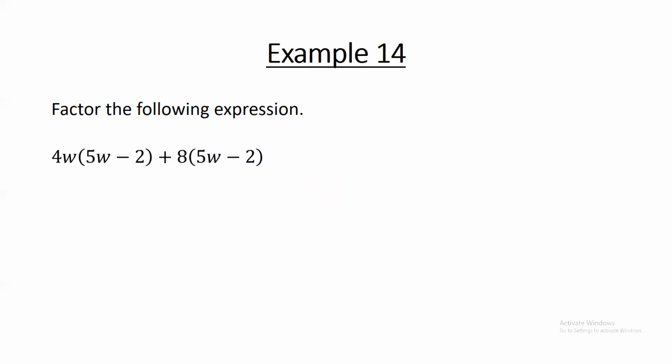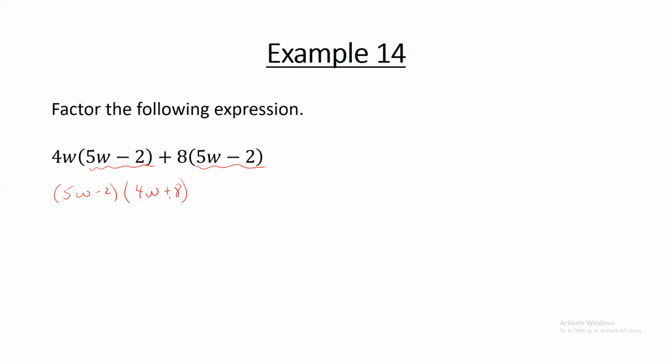Let's take a look at example 14. 4w times 5w minus 2 plus 8 times 5w minus 2. Here we can readily see the 5w minus 2 as a common factor. When we factor it out, we're left with a 4w plus 8. And again, we factored, but did we factor completely? Well, when we look at 5w minus 2, there's nothing to do, right? There's no common factor. They're not perfect squares, of course.